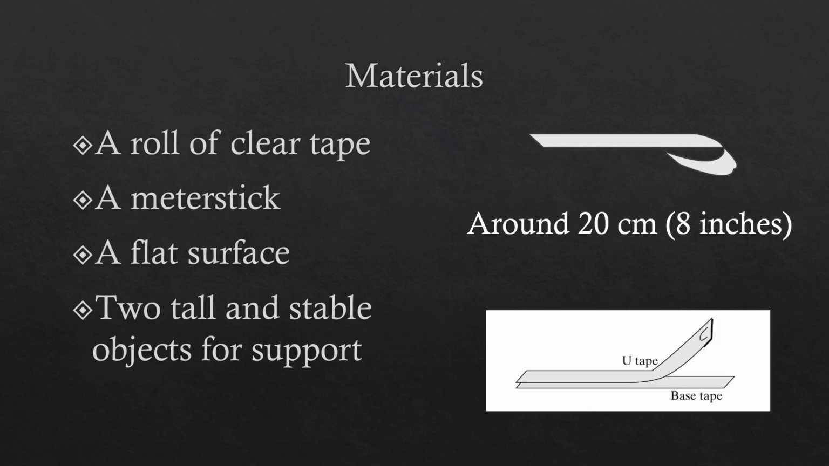The materials we used were a roll of clear tape, a meter stick, a flat surface, and two tall and stable objects for support. To make a piece of charged tape, we would first make a base tape and stick that to the table. Then we would cut off around 20 centimeters of tape and stick that to the base tape. We would then slowly strip off that top layer of tape, which would create the charge necessary.